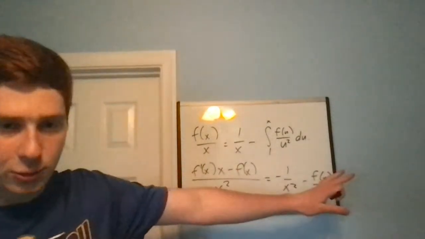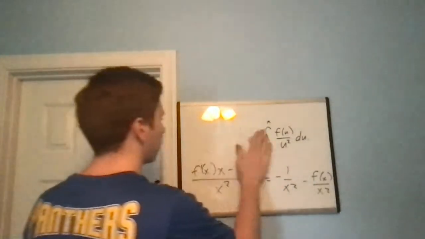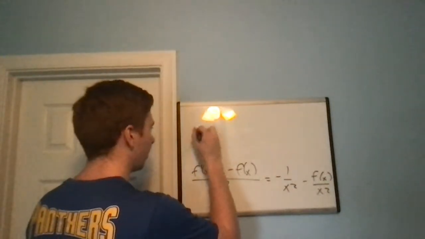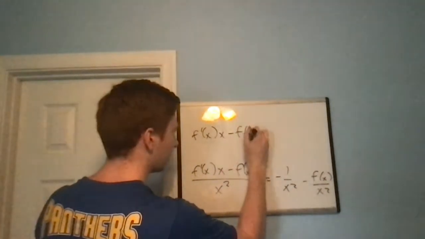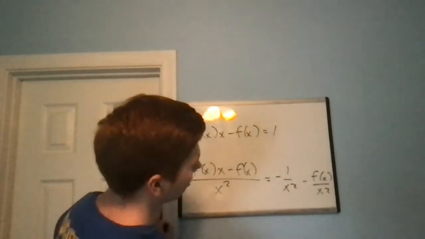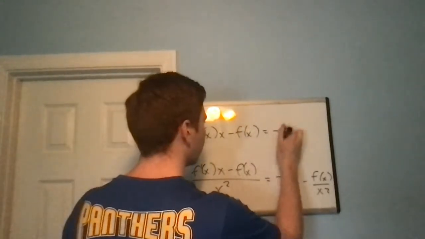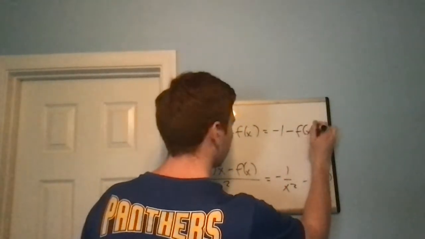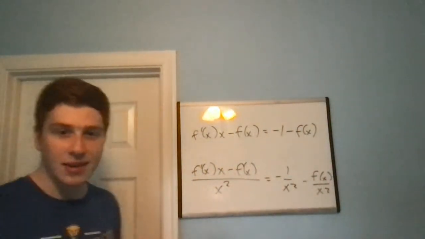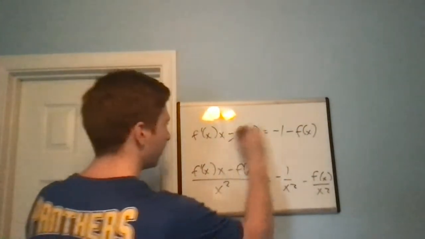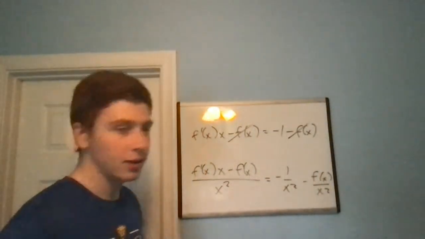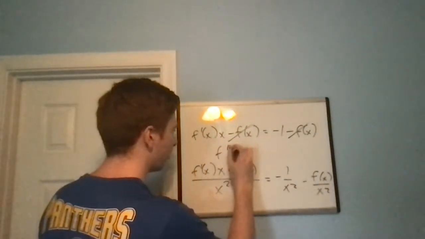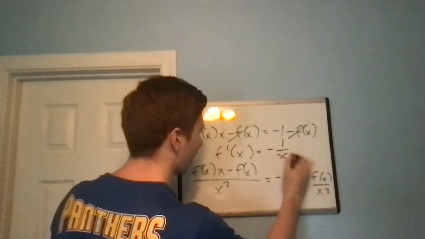Then we multiply through by x squared. Multiply through: f prime of x times x minus f of x equals 1, or is that minus 1? I think it's a minus 1. Yes, okay. And then, oh my God, even more satisfying, the f of x actually cancels. So we get f prime of x equals minus 1 over x.